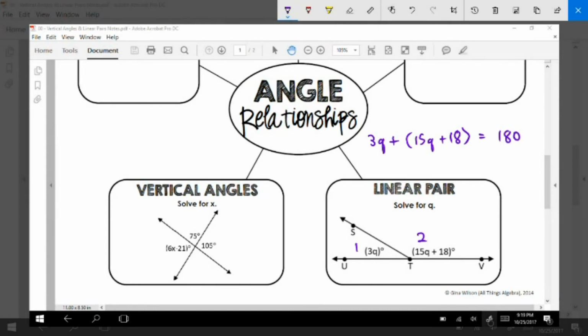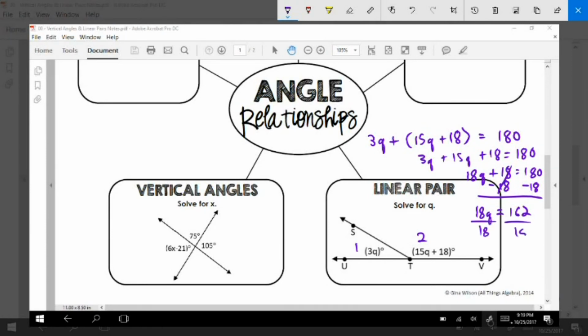So now let's just write it out. So 3q plus 15q. Let me get rid of the parentheses. That's just to make sure we don't mess it up. Equals 180. So first we're going to combine like terms on the left side. 3q plus 15q is 18q plus 18 equals 180. Next, with the subtraction property of equality, we're going to subtract 18 from both sides. That's going to leave us with 18q equals 162.